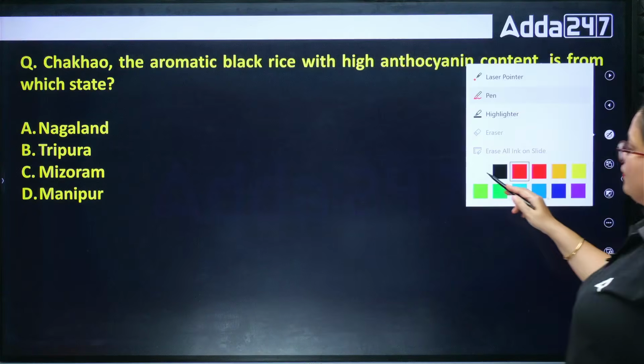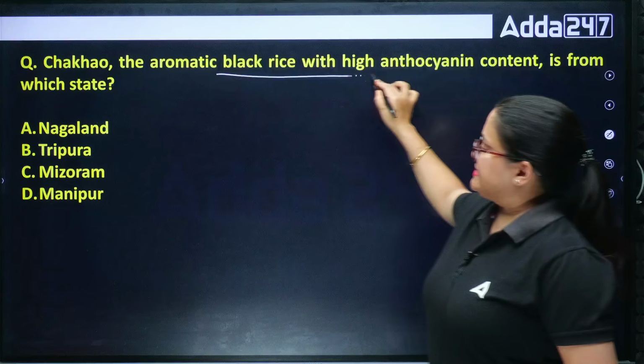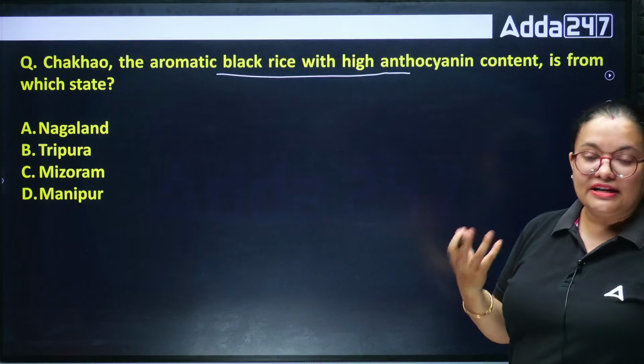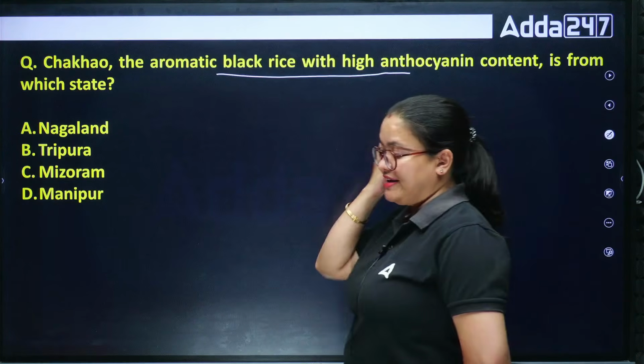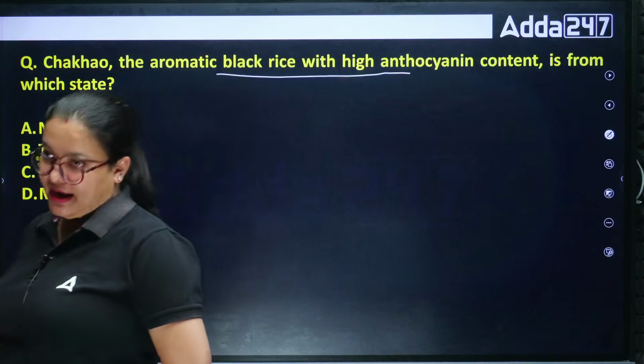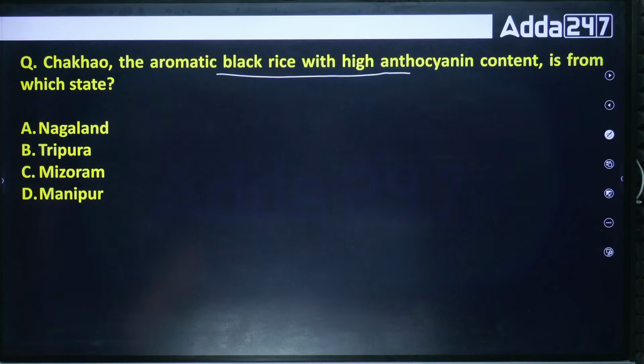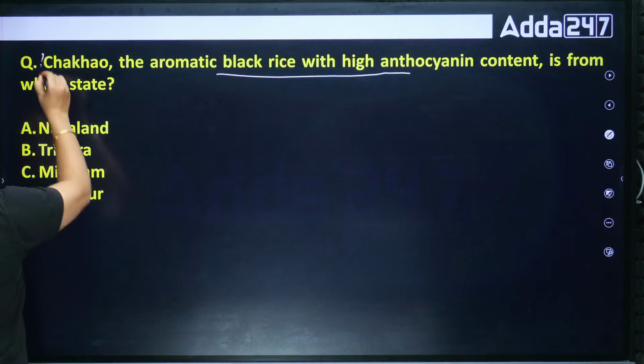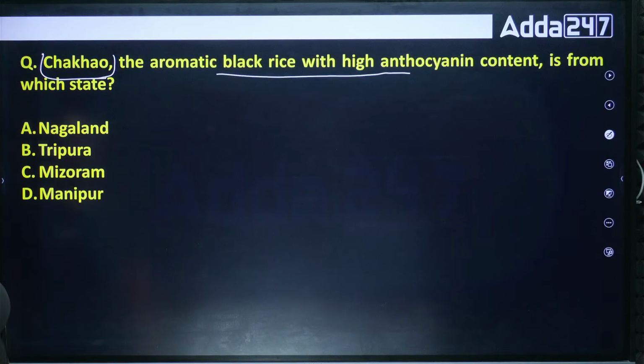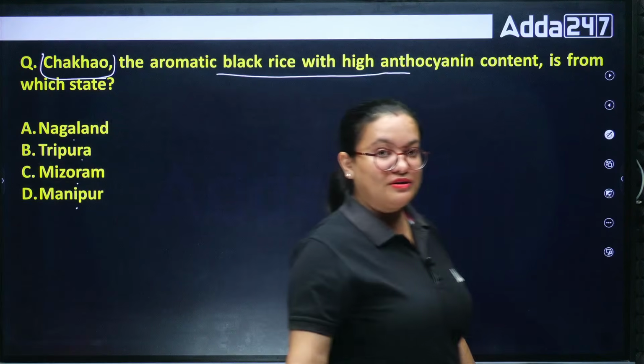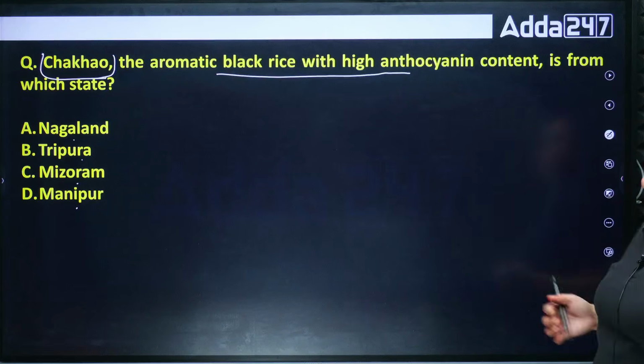Next, Chakhao. It is an aromatic black rice. It is a rice with very high anthocyanin content. It is also very high in fiber, very healthy for us. It is an important rice type. In which state was it mostly found? This rice has also got a GI tag in that particular state. So from which state does this particular rice belong? Nagaland, Tripura, Mizoram or Manipur? So what will be the answer for this particular black rice?